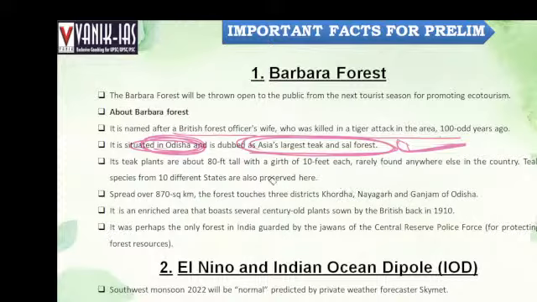The teak plants are about 80 feet tall with a girth of 10 feet each, rarely found anywhere else in the country. Teak species from 10 different states are also preserved here.